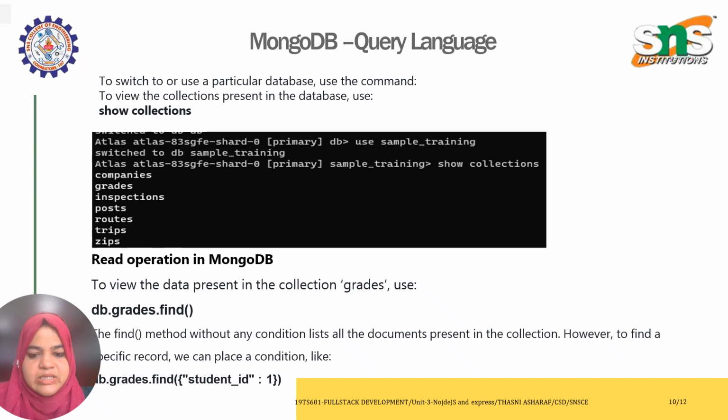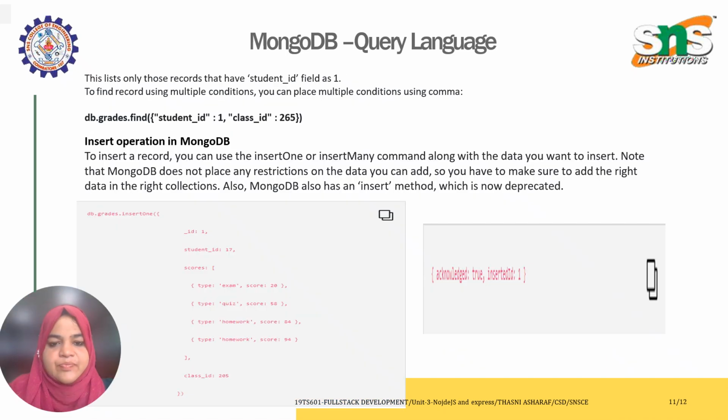We can use this command to perform the read operation in MongoDB. For the collection grades, db.grades.find(). The find method is used to find records present in the collection, and also how to find a specific record. Next one is the insert operation. If you want to insert extra data, you can use the insert operation. Here it is db.grades.insertOne. This is called the insert method that we are going to implement.